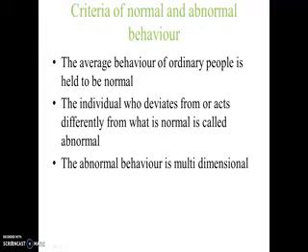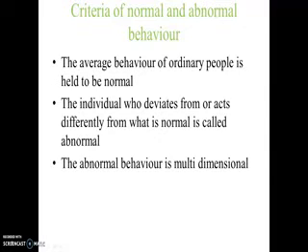Now, the average behavior of ordinary people is held to be normal. By average behavior, we mean what most of the people do in any society is known as normal behavior. Average means mostly. The behavior which is shown by most of the people is known as normal behavior. The individual who deviates from or acts differently from what is normal is called abnormal. So anyone who acts differently from what most of the people do would be termed as an abnormal individual.